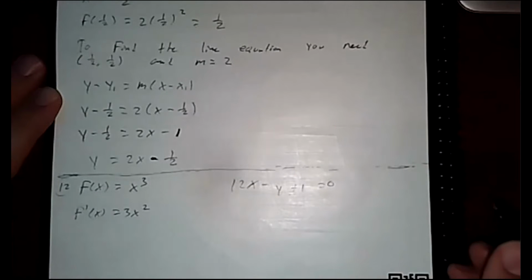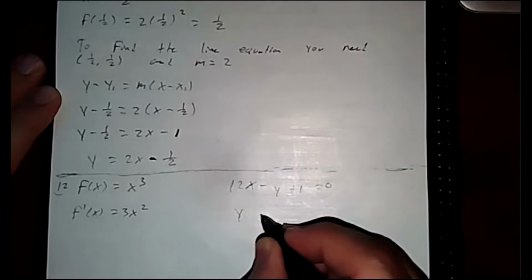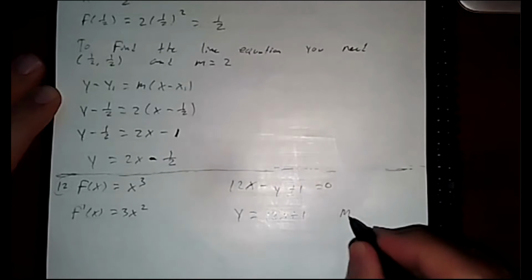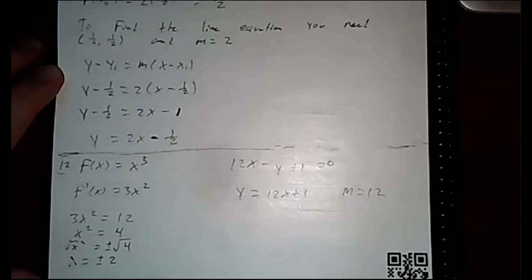16. And then you solve for the line equation, and I'm going to skip a step here, y equals 12x plus 1, right? So m is 12, just like before. So you set 3x squared equal to 12. You solve for x by dividing by 3 on both sides, and you get x squared equal to 4. You square root both sides, but you have to tack on the plus or minus. So when you do that, you get x equal to plus or minus 2. So you have two different x's.